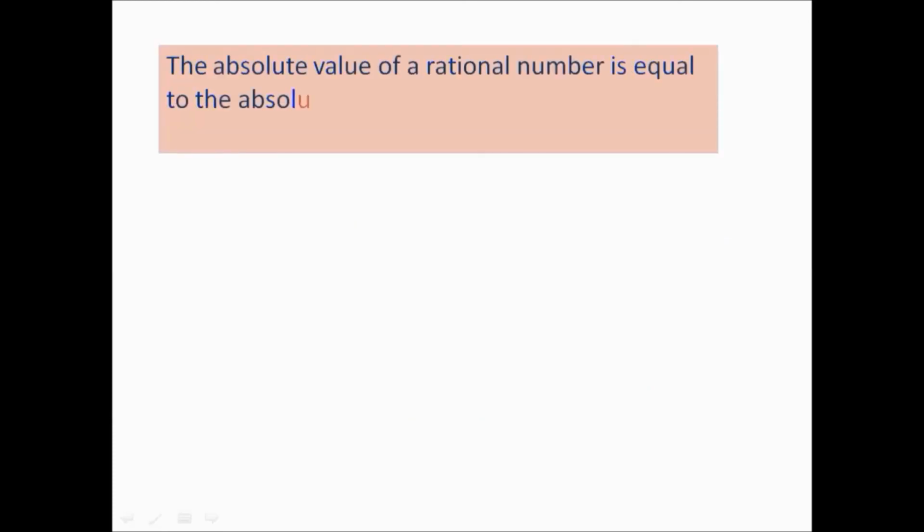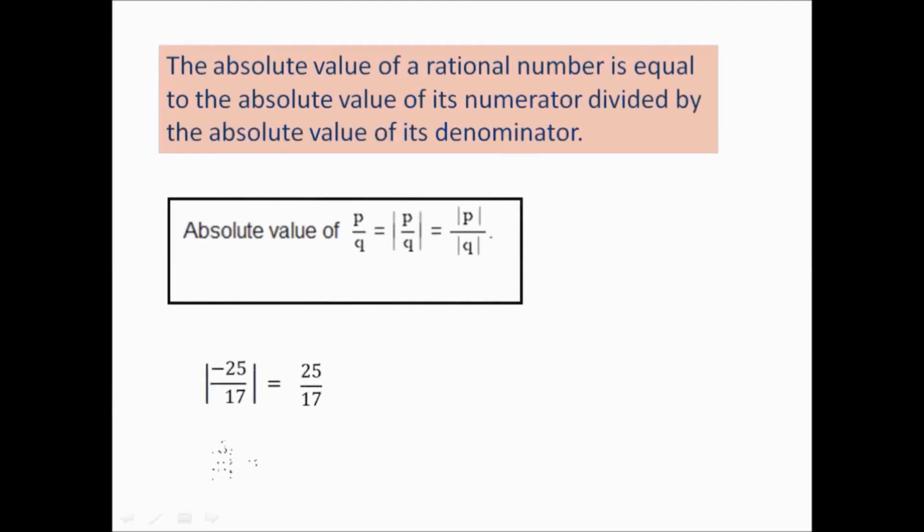The absolute value of a rational number is equal to the absolute value of its numerator divided by the absolute value of its denominator. Let us take the absolute value of p by q. So we can take the absolute value of p and absolute value of q. Here is an example. Modulus of minus 25 by 17 is equal to 25 by 17. Modulus of 6 by 7 is equal to 6 by 7.